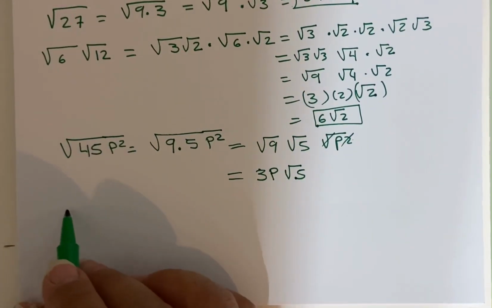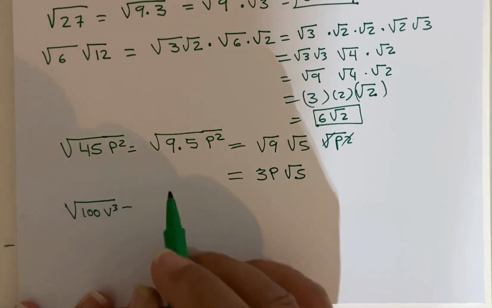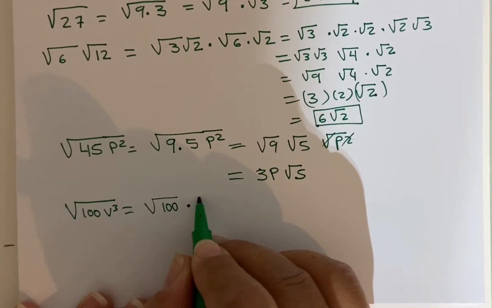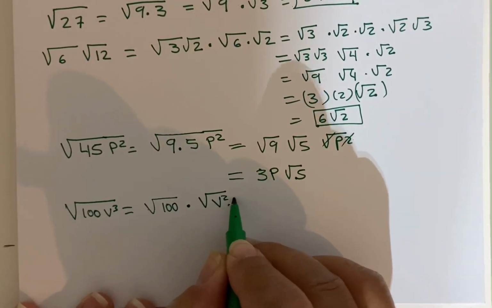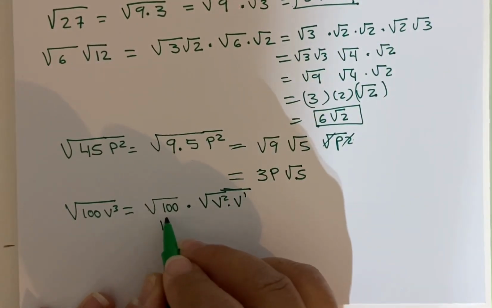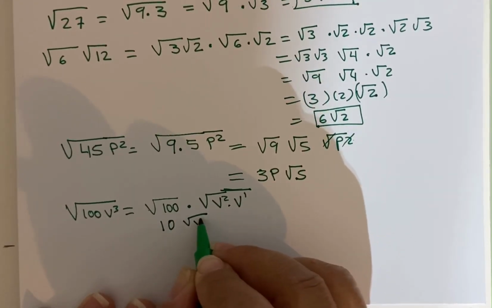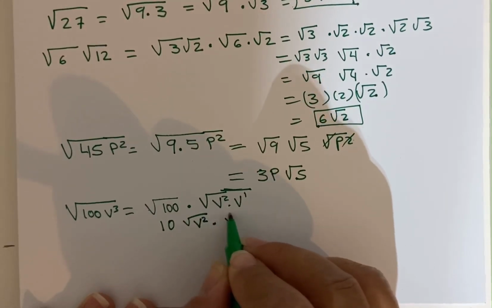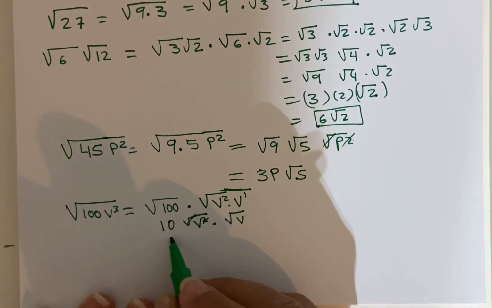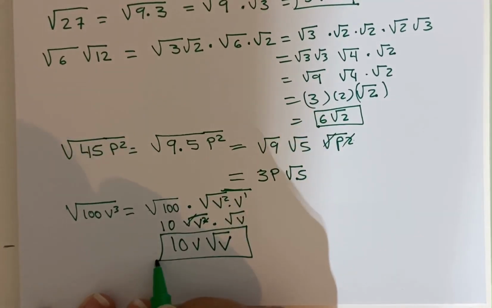Now, if I were to have the square root of 100 times b to the third power, this is the same thing as the square root of 100 times b to the second power times b to the first power. The square root of 100 is 10. Then I can separate those two as the square root of b to the second power times the square root of b to the first power. The square with the square root is gone, so it's going to be 10b, and then you have the square root of b. And that will be your final answer.